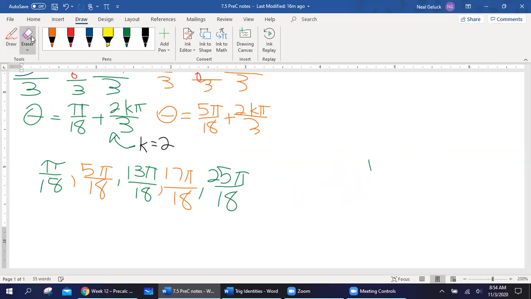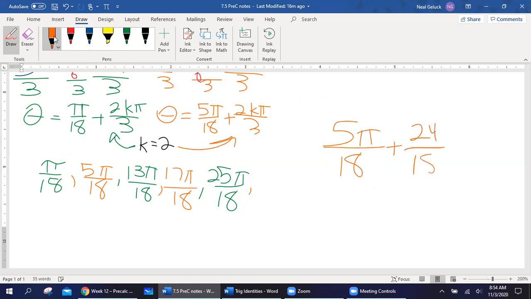Go back to the orange side, plugging in 2 for k. I'd have 5 pi over 18 plus 4 over 3, which again is 24 over 18. That'll give me 29 pi over 18. So if I just keep going back and forth, increasing k by 1 each time.